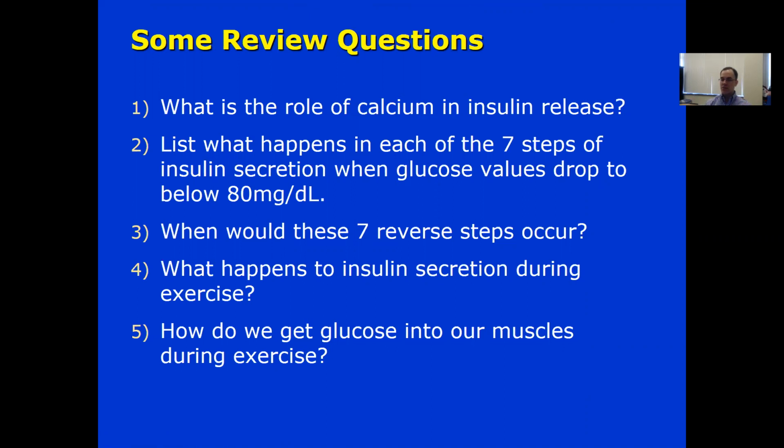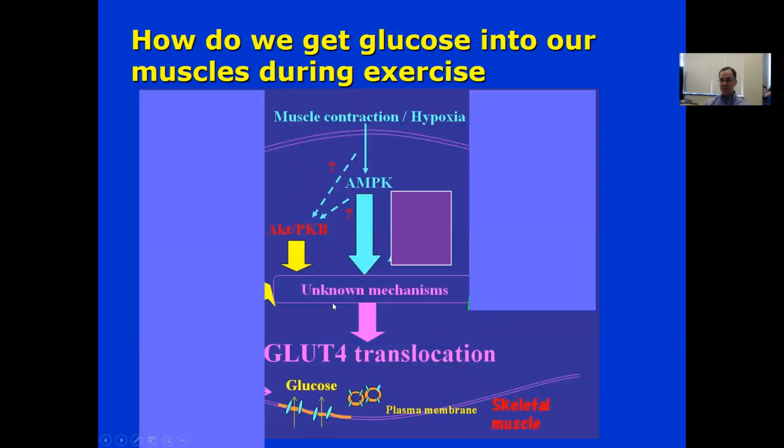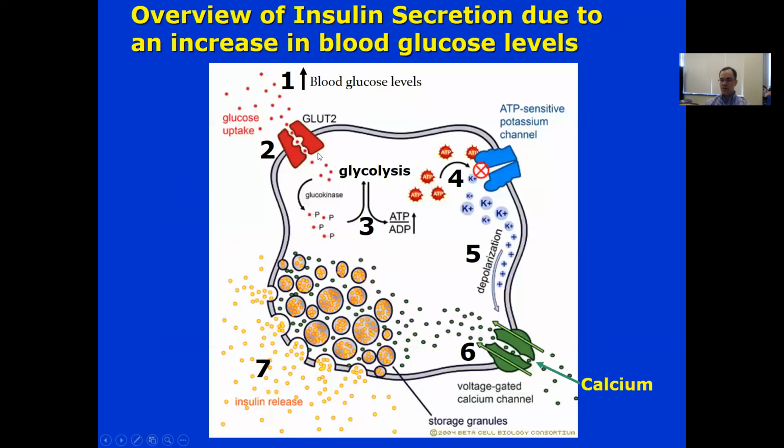But muscle contraction activates a process in the skeletal muscles that allows glucose to enter the cell without insulin. So muscle contraction is what causes glucose to get into the cell during exercise. And that's just depicted here. You don't need to really know this at this point, but just know that it has to do with muscle contraction. All right, so this concludes this section of lesson 4.